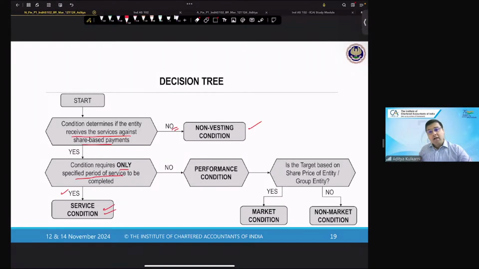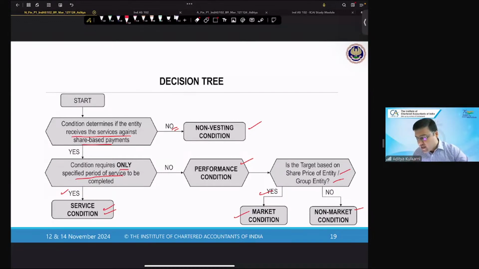If that is the case, then it becomes a service condition. If it is not required to only complete the service, and you have to also complete certain targets, then that becomes a performance condition. And in those performance targets, are they dependent on the share price of an entity or share price of a group entity? If the answer is yes, it becomes a market condition, else it becomes a non-market condition. Are we okay with this? Okay, so this is the broad categorization.